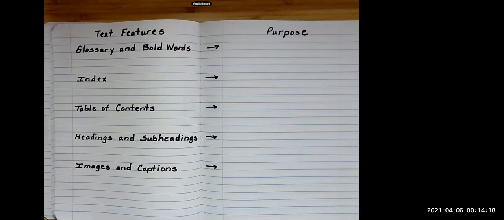Let's begin by taking a closer look at the table of contents in the digestive system. As we think about the purpose of the table of contents, I want you to begin to write down your thinking on the purpose side. You'll follow the arrow straight across, and you'll see that there are 4 lines to jot down your thinking. Plenty of room. Ready? Let's explore the table of contents from the digestive system.